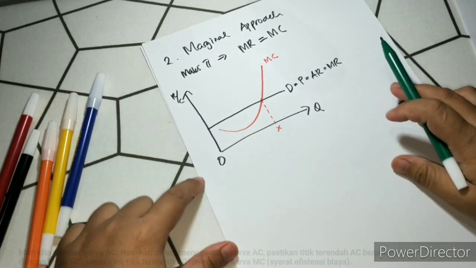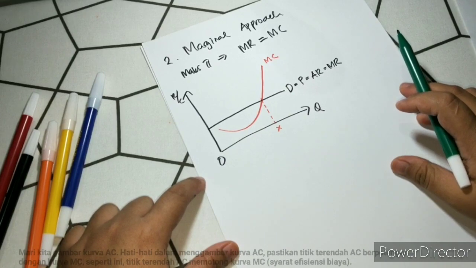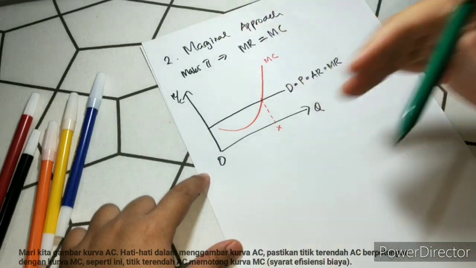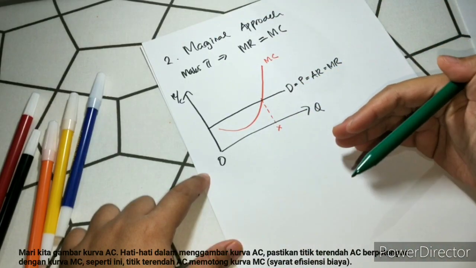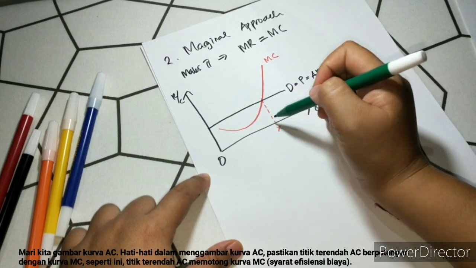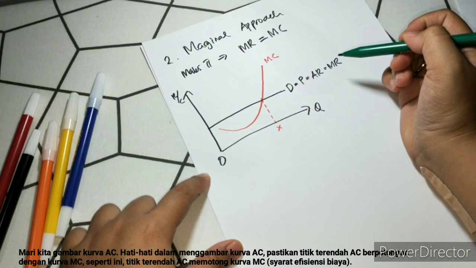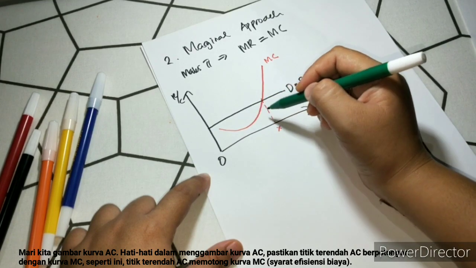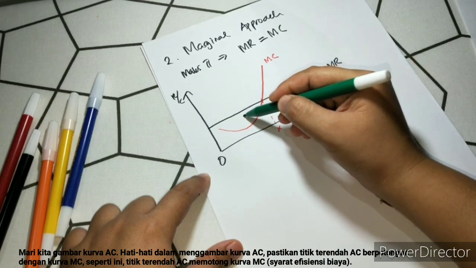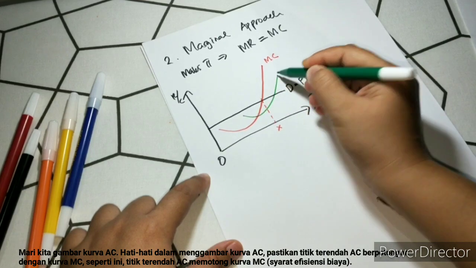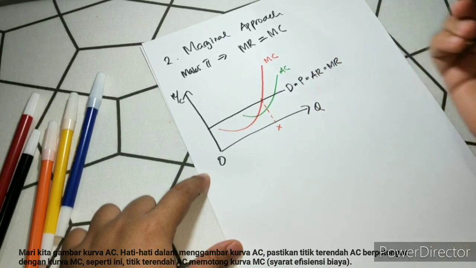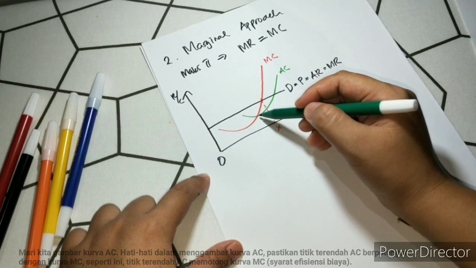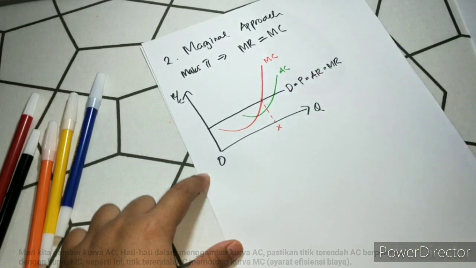Let's draw the average cost curve. Be careful when drawing it: the lowest part of the average cost curve has to cross the marginal cost, like this one. Wait, is this the average cost? The lowest part of average cost has to cross the marginal cost, like this one.